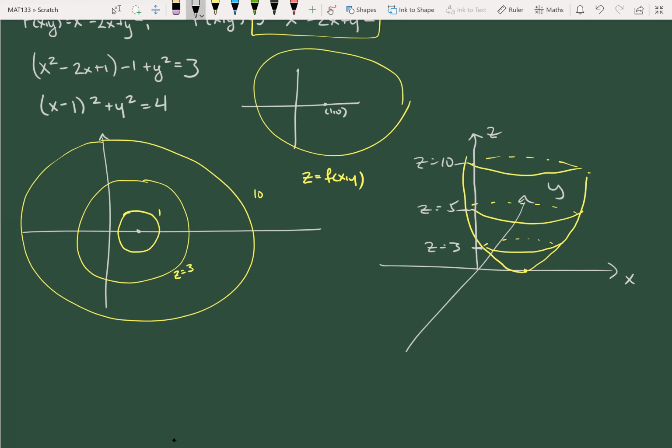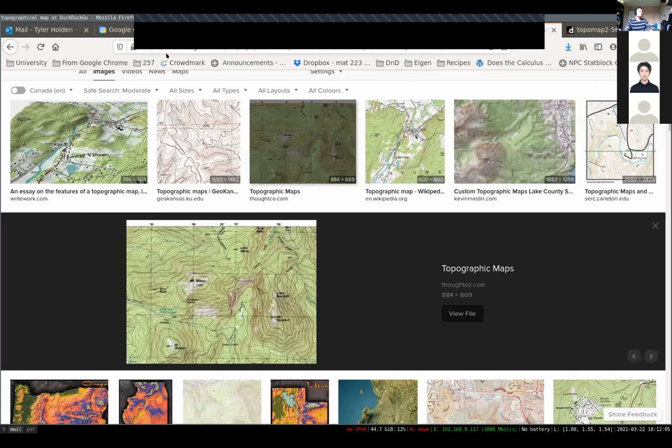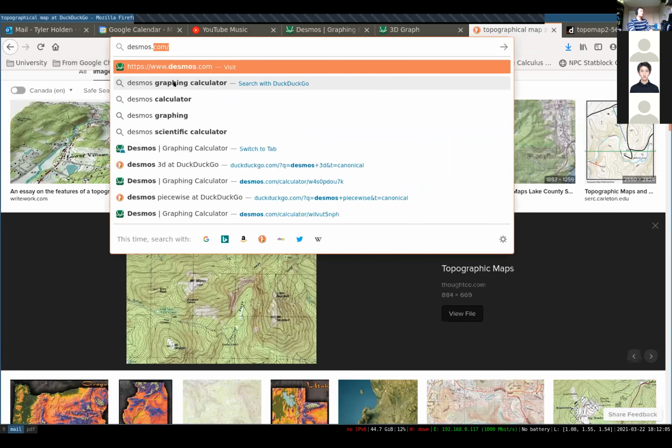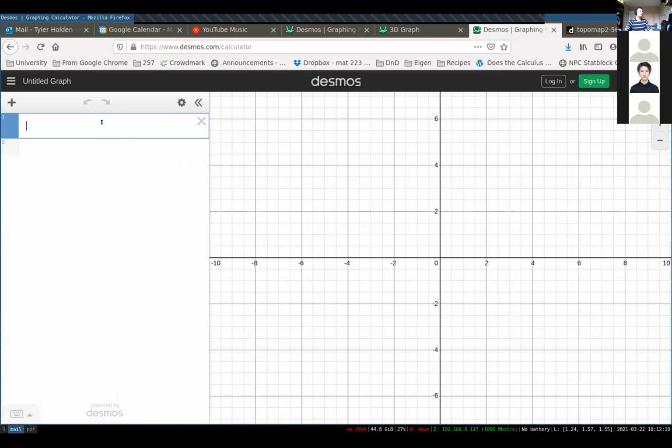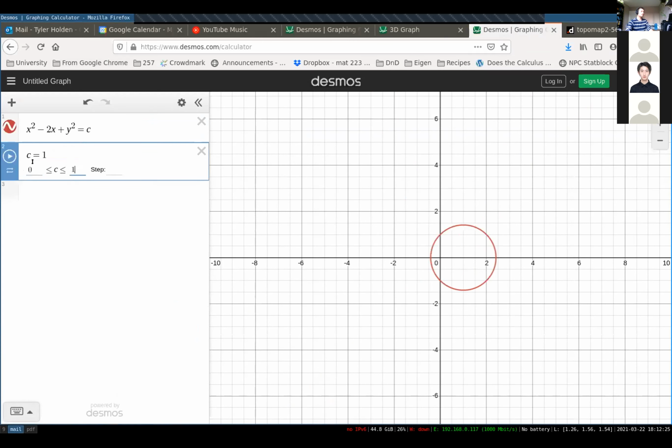You know what I might be able to do? Let me come back to this computer. Let me see if I can do this. So let's go to Desmos again. And let's ask it to do x squared minus 2x plus y squared equals c. And then we'll add a slider for c. And I want this to go from 0, and let's say go to 10.